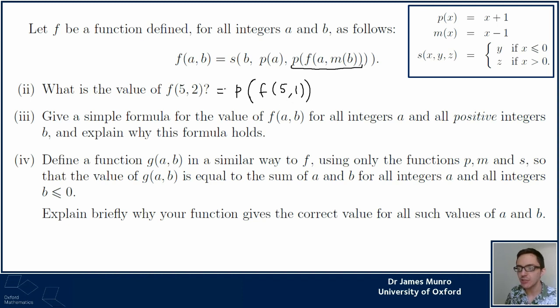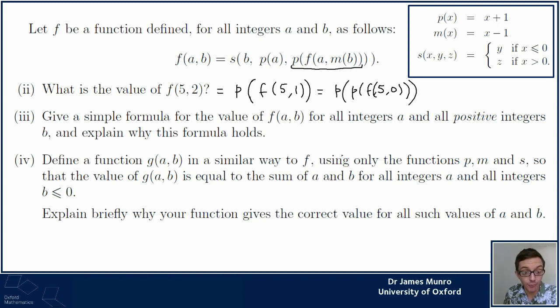So I guess this recursion, just fiddling around with what I know from here, P means add 1, so this is 1 more than f of 5, 1. Of course that's not super helpful, but I can do this again. 1 is also bigger than 0, so this is P of f of 5, 0. Okay, I think that's the right number of brackets.